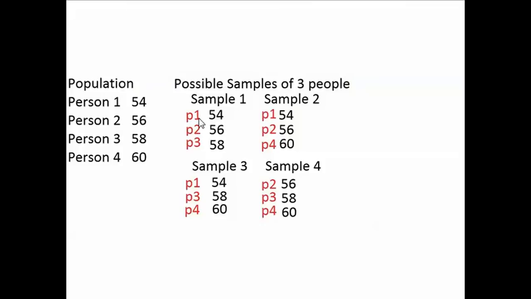I'll explain to you how I was able to figure out what the possible samples are. Each time I wrote out a different sample of 3 people, I just left out one person from the population. So when I wrote out sample 1, I left out person 4. When I wrote out sample 2, I left out person 3. When I wrote out sample 3, I left out person 2. And when I wrote out sample 4, I left out person 1. So if you want to write out all possible samples of 3 people from a population of 4 people, all you have to do is just leave out one person each time. It's pretty straightforward.